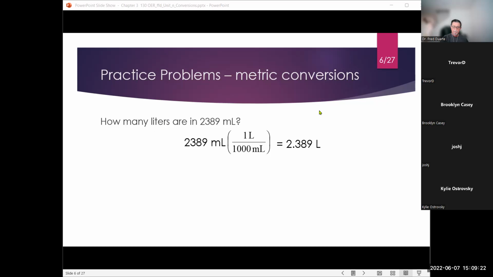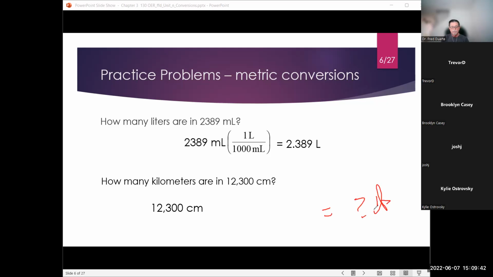2.389 liters. Okay. Again, look at my units there, how they canceled. All right, so how many kilometers are in 12,300 centimeters? Well, I write down what I'm given, okay? I didn't write down what I'm looking for, but I'm looking for kilometers.